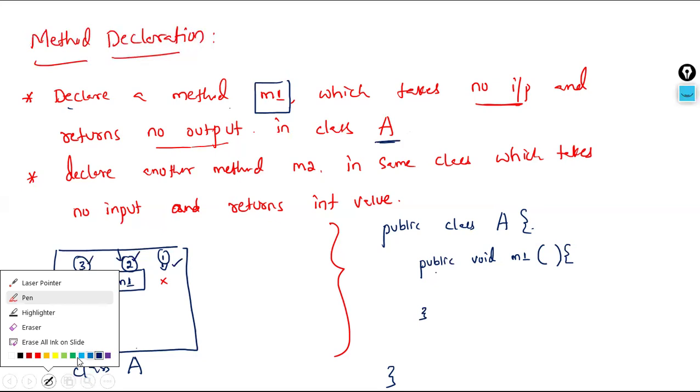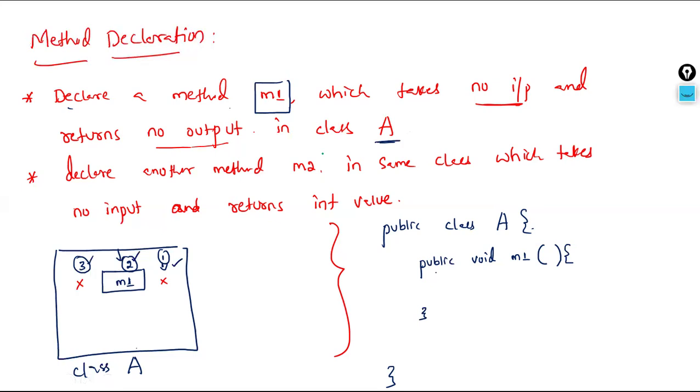Next, let us go for the second requirement. For this, declare another method named m2, in the same class. So first, in diagrammatic format, this is my method m2 in the same class. That's why I'm writing inside the same class A box. Then which takes what input? No inputs. And which returns what? Int. So I'm using one arrow to represent the int. So this is my diagrammatic format for the second method.